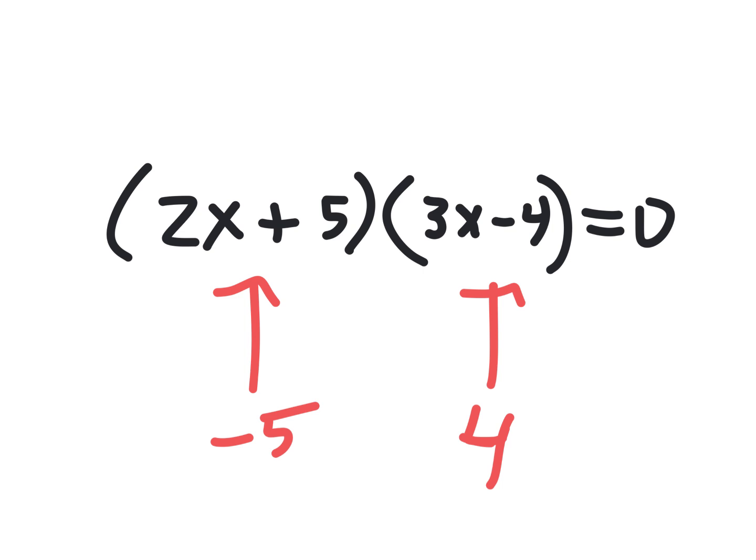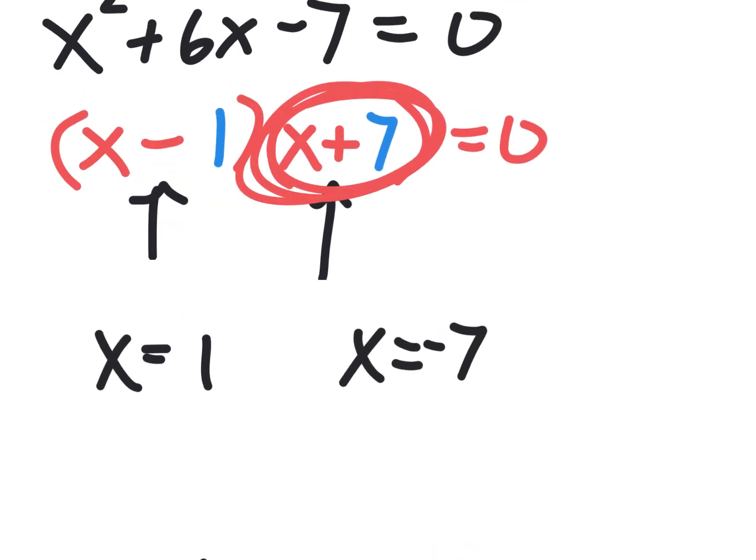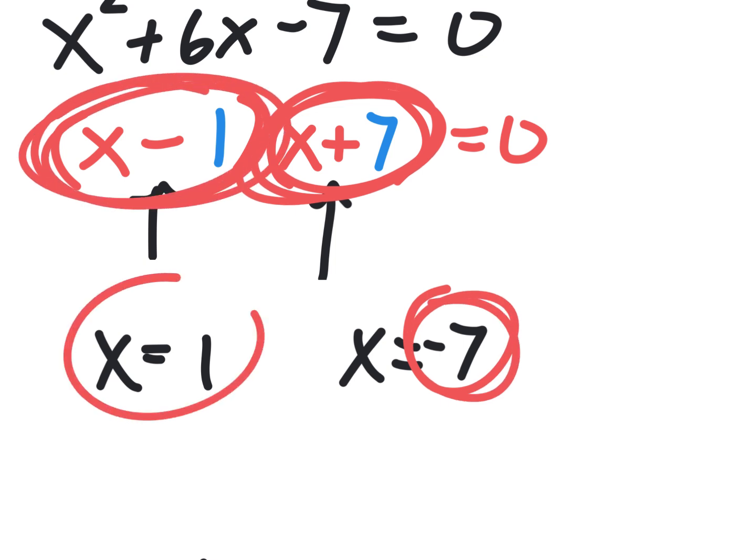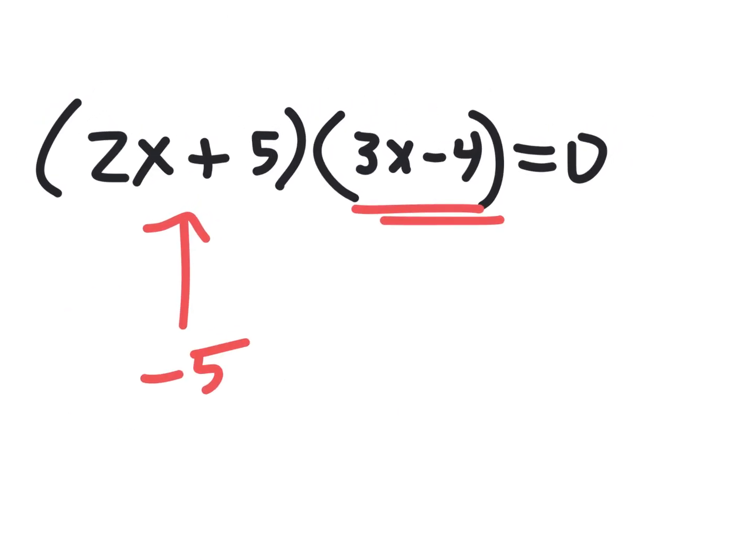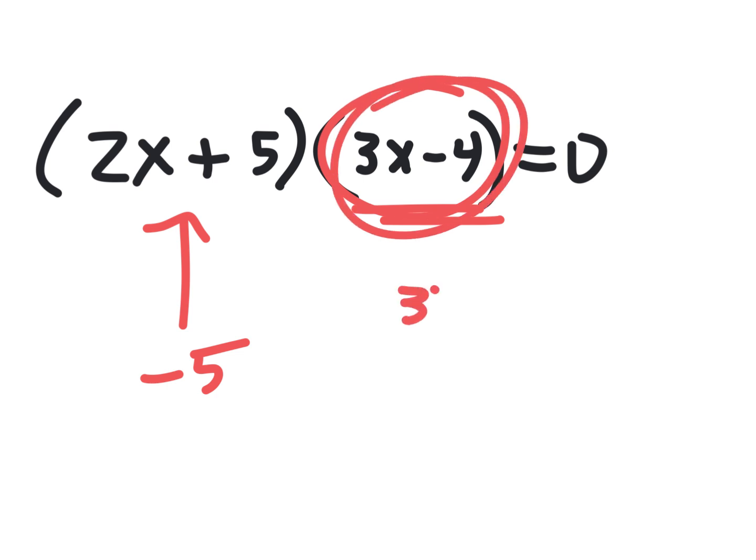You got to not think of it as the opposite of the thing in there. You got to think of what makes this equal 0. See, on the other one, what makes this equal 0 is this. What makes this equal 0 is this. What makes this equal 0? I don't know. So I write 3x minus 4 equals 0. And do the same thing on the other side.